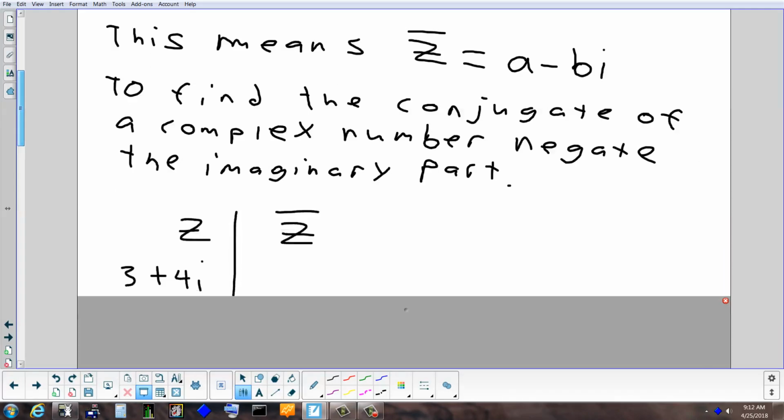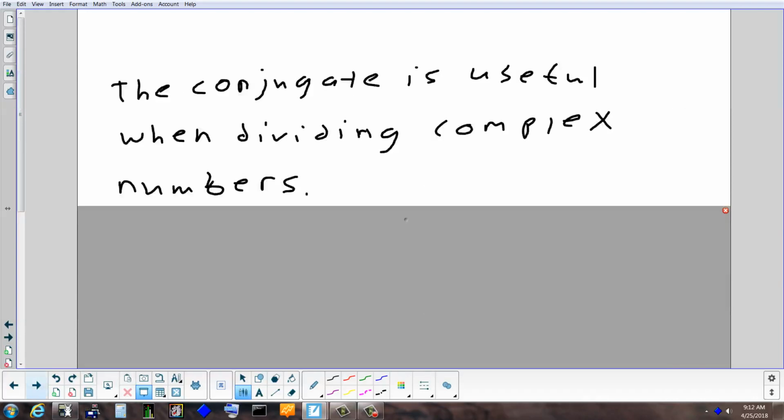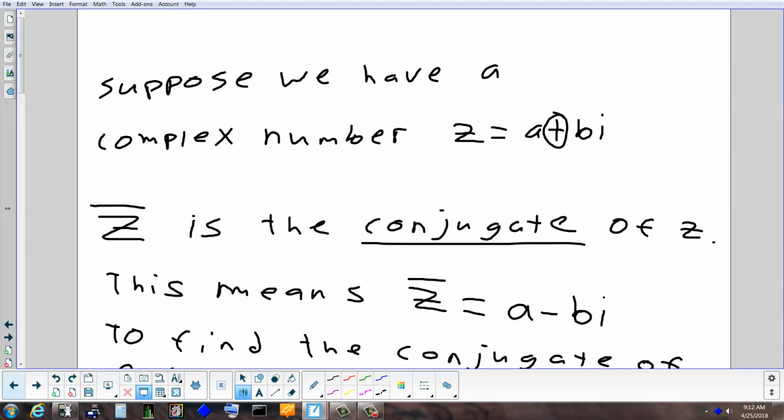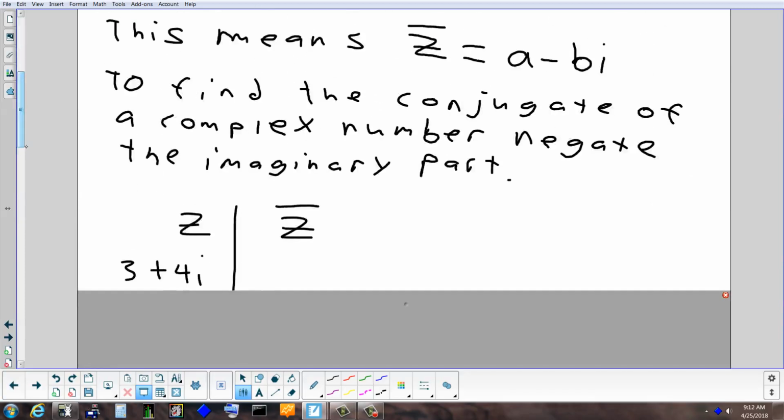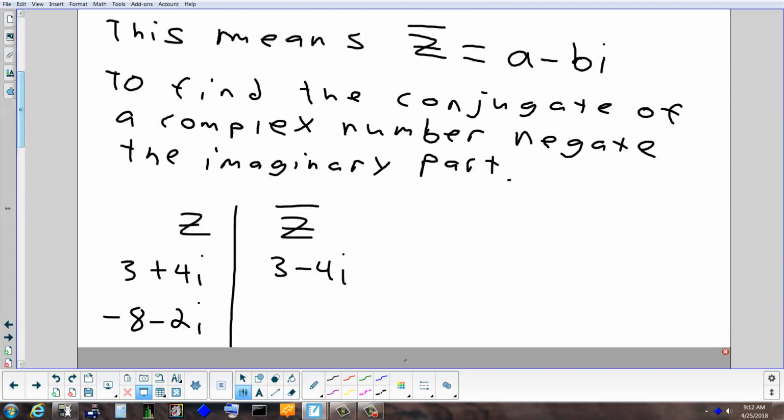Okay. So what I'm going to do is I'm going to give you some numbers on the left, and then on the right we will find the conjugate of them. And if you're wondering why are we finding conjugates, what is this used for, you're going to see in a second. Okay, so let's start with 3 plus 4i. Anyone think they can give me the conjugate of 3 plus 4i? Yeah. 3 minus 4i. Yep. That's it. That's the conjugate.